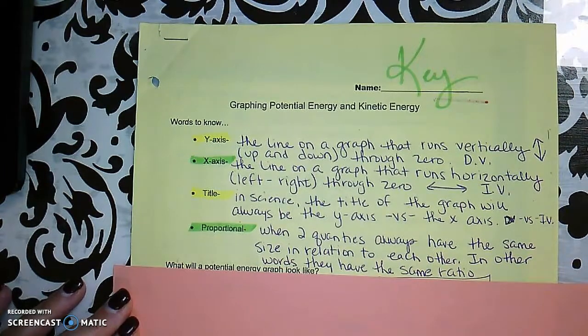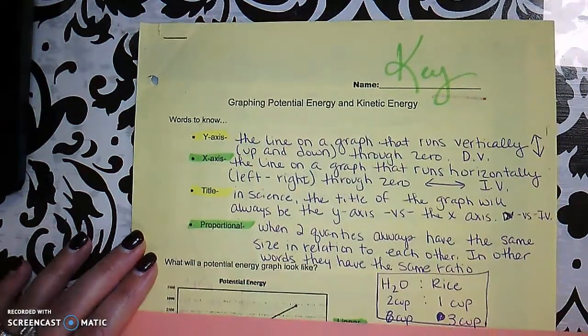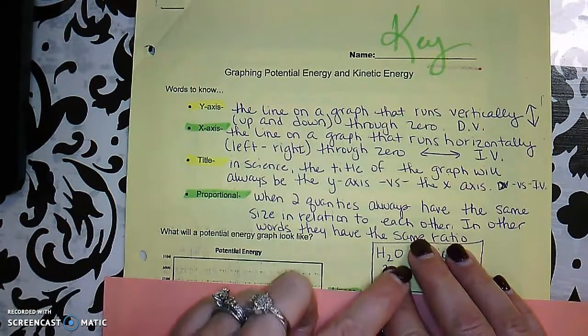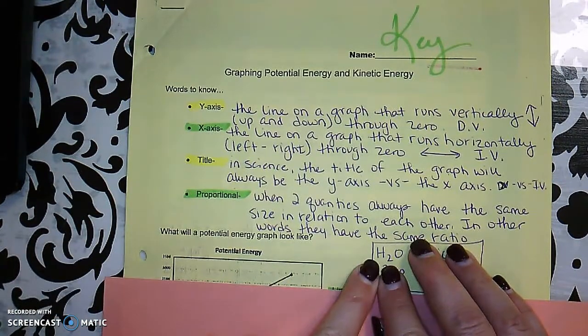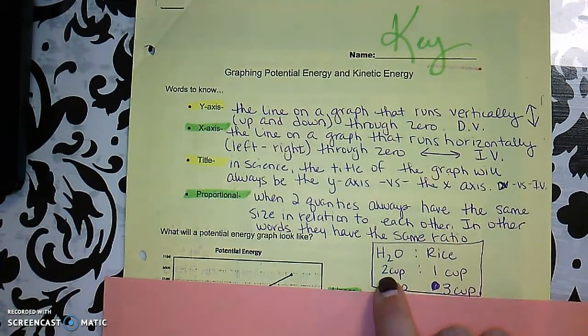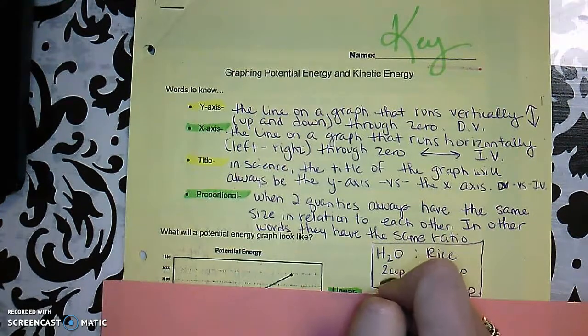So an example for that would be like the formula for water is always H2O. It's always 2 hydrogens for every 1 oxygen. It's proportional. But then an everyday, more common example is cooking rice. It's always 2 cups of water for every 1 cup of rice. So if I wanted to make 3 cups of rice, I would need 6 cups of water. That would be proportional.